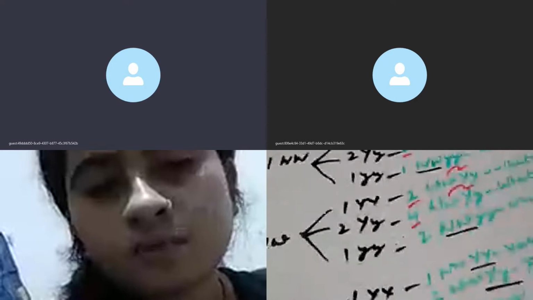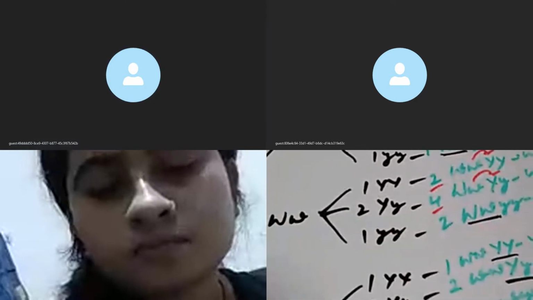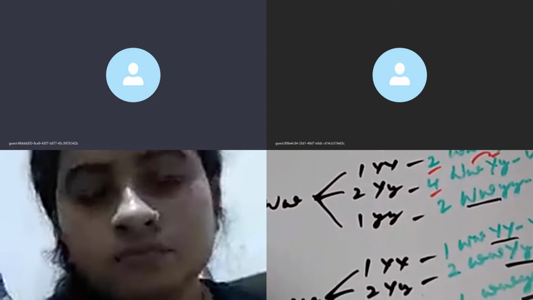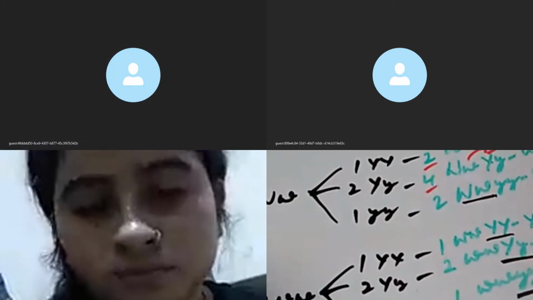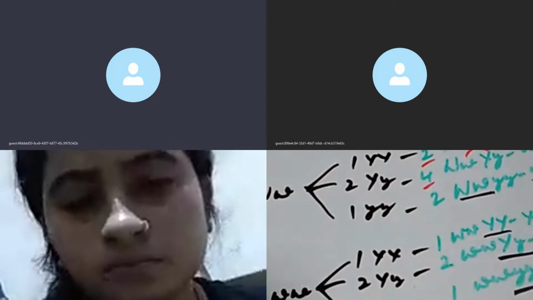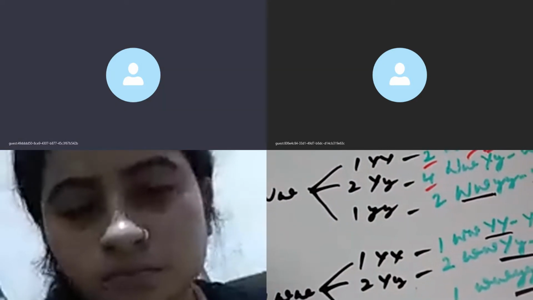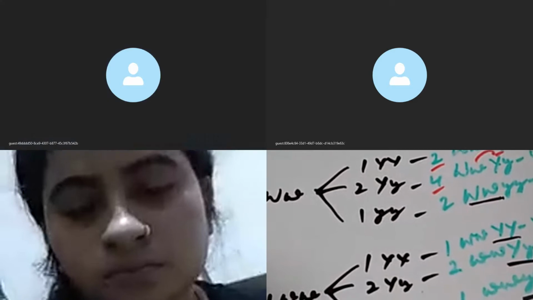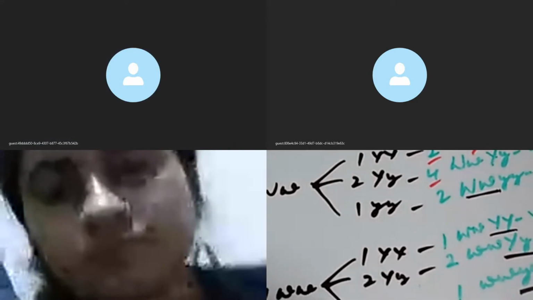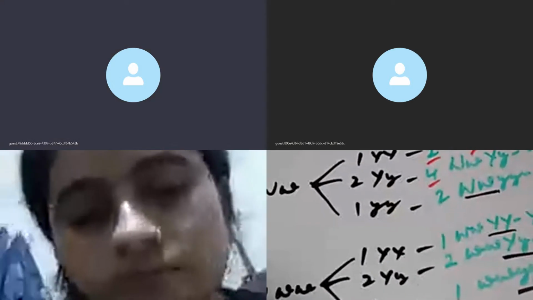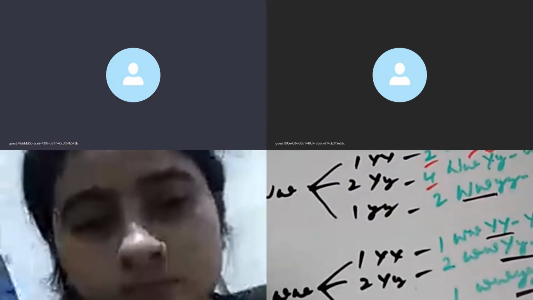Look at the phenotype. In F2, white, yellow, and green phenotypes appear in the ratio of 12 is to 3 is to 1. This is the phenotypic ratio, 12 is to 3 is to 1, but the genotypic ratio will be 1 is to 2 is to 1, 2 is to 4 is to 2, and 1 is to 2 is to 1. What does it mean?